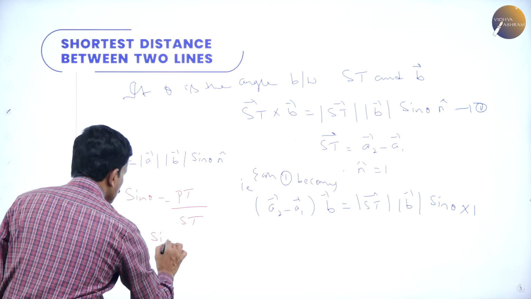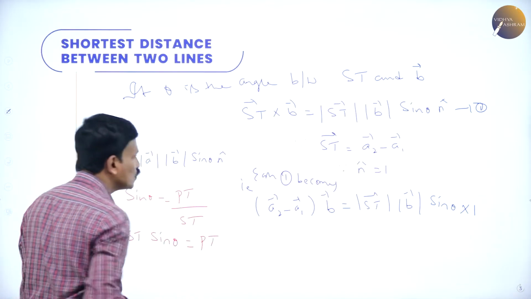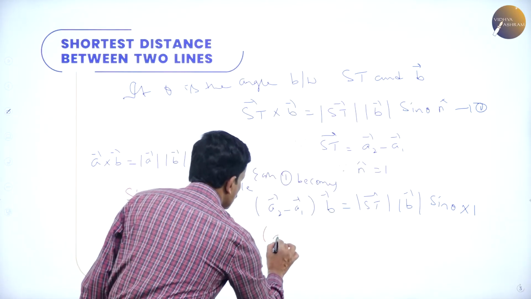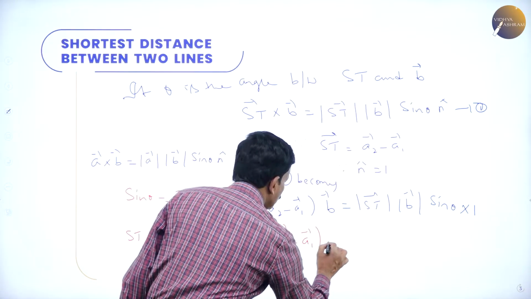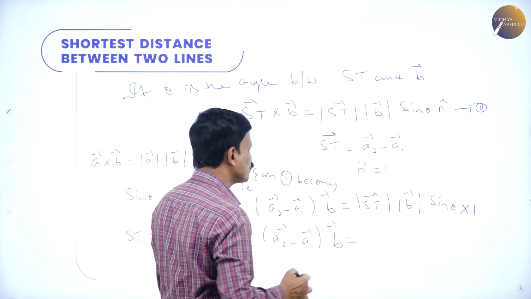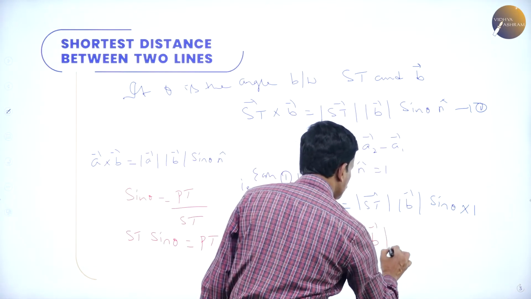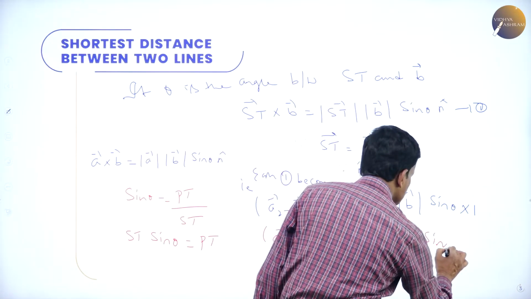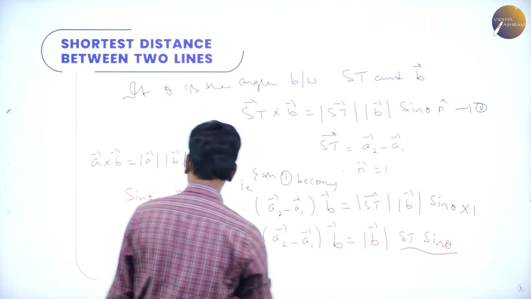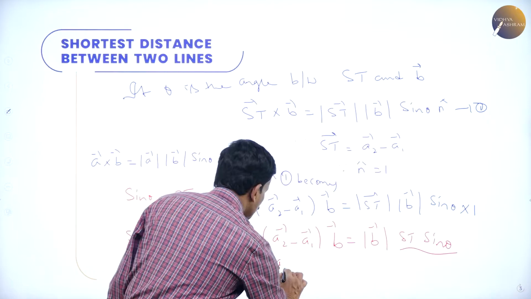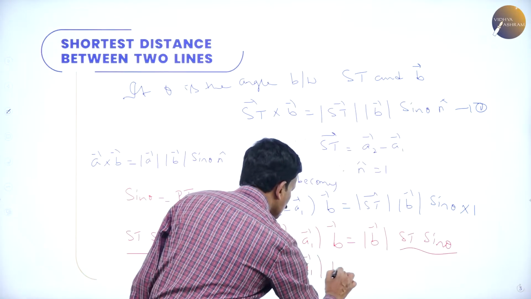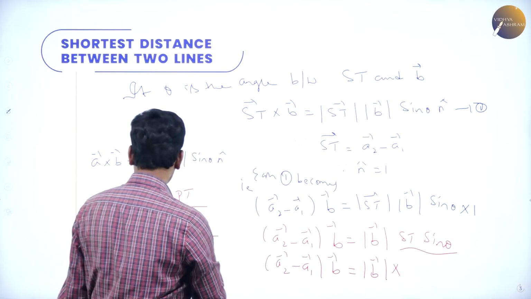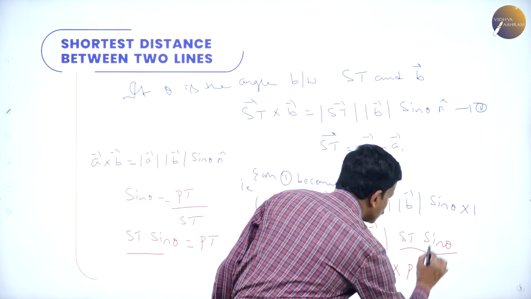st into sin theta is equal to pt. Now substitute here. So (a2 minus a1) vector cross vector b is equal to the length of vector b into st into sin theta. Since st into sin theta is pt, therefore (a2 minus a1) cross b is equal to the length of b into pt.